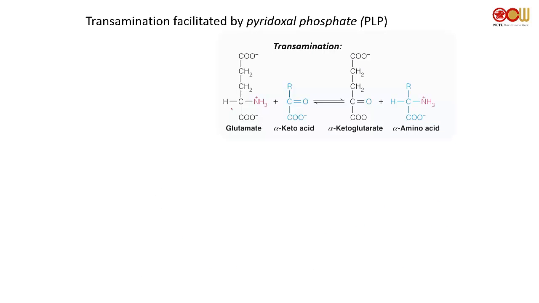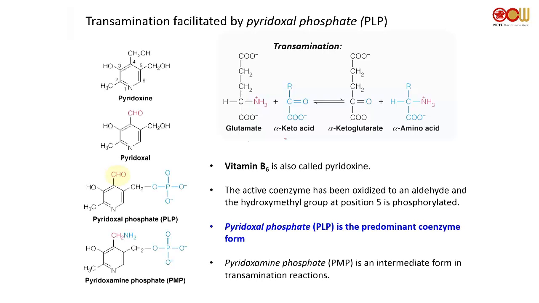Transamination is facilitated by pyridoxal phosphate, and essentially the reaction looks like that: an amino acid plus a keto acid gives you a keto acid and an amino acid.